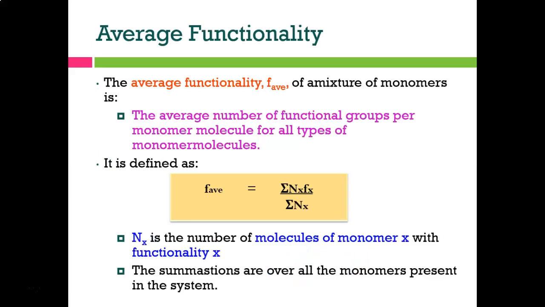For the average functionality, the term used is F average of a mixture of monomers. It is the average number of functional groups per monomer molecule for all types of monomer molecules, defined as the sum of Nx Fx divided by the sum of Nx. Nx is the number of molecules of monomer X with functionality Fx, and the summation is over all the monomers present in the system, the total of all the monomers in the system.